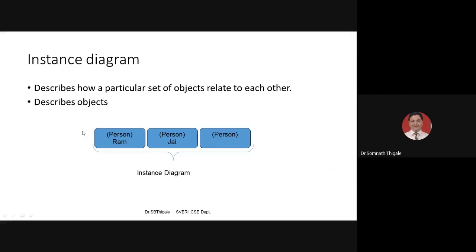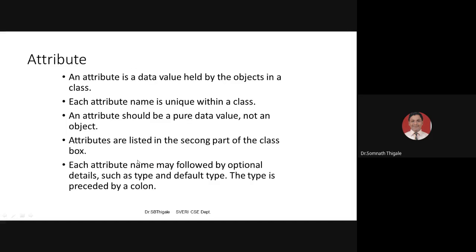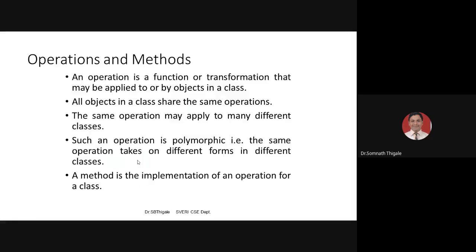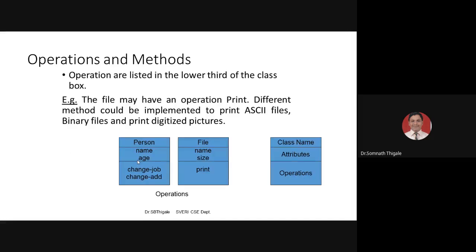This is an instance diagram. It describes a particular set of objects related to each other. It describes simply an object, so whatever the class is, a collection of different objects. This represents a simple instance diagram. Attributes, just now we discussed, are the named properties of the particular class. The second part of the class we call operations, or behavior, or methods.